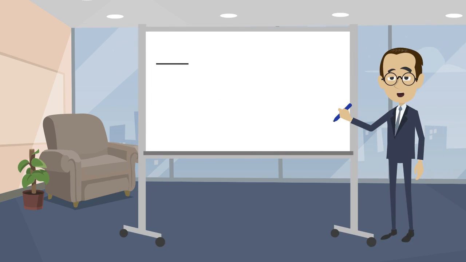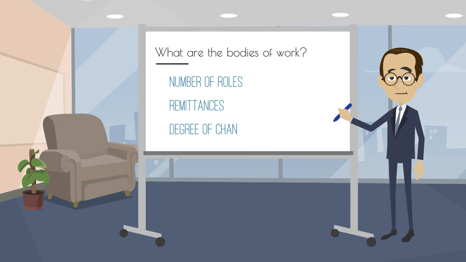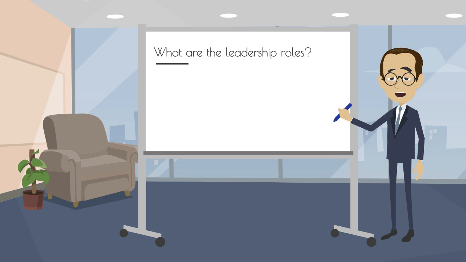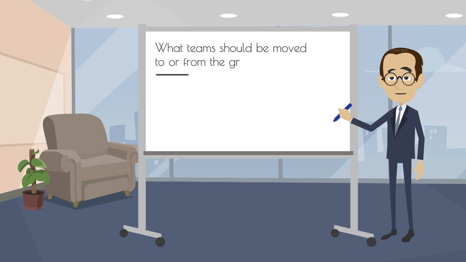First, consider these three questions. What are the bodies of work, including number of roles, remittances, and degrees of change? What are the leadership roles, including number of roles, scope, grade, level, and span? And what teams should be moved to or from the groups, including incoming or outgoing teams, capabilities, and headcount?